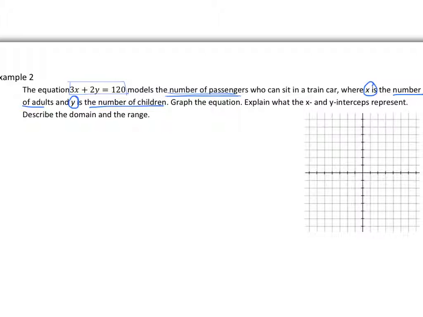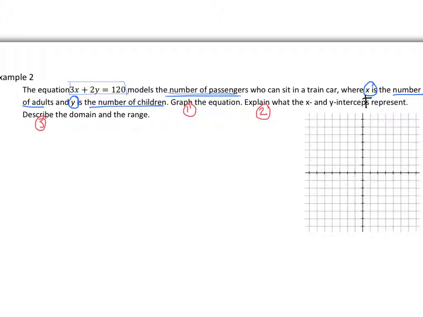And then it tells us what to do. We need to graph the equation, that's the first thing. Then we need to explain what the x- and y-intercepts represent. And then we need to describe the domain and the range. This really looks like a lot, but it'll be okay.